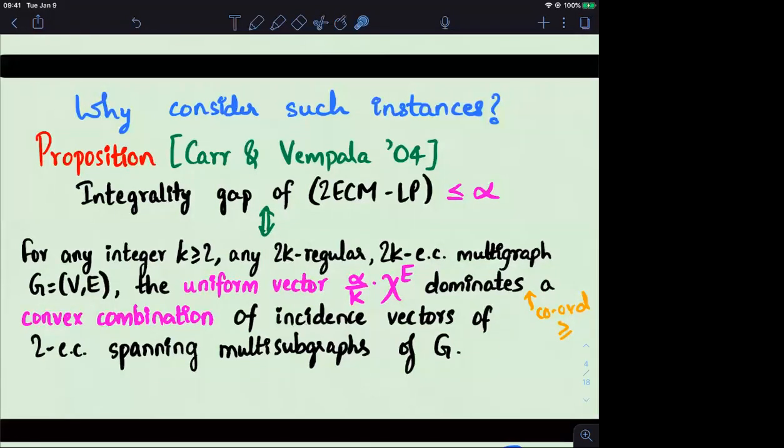So can you sort of sketch, highlight what goes wrong with the next case? For instance, k equal to 3, where do the techniques break down?